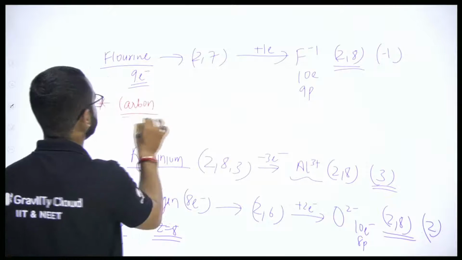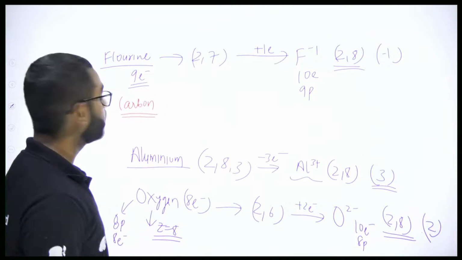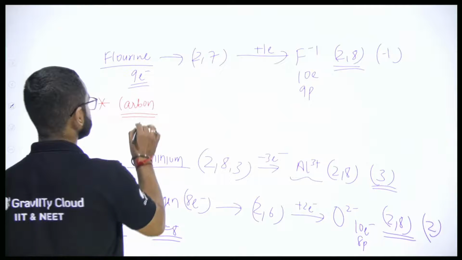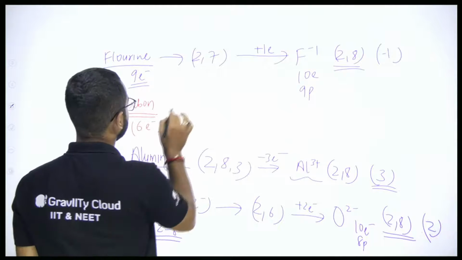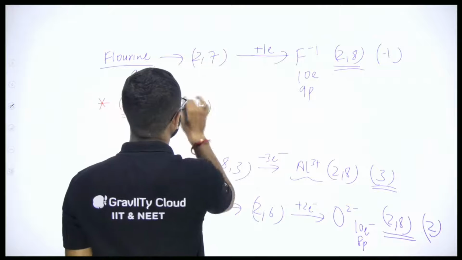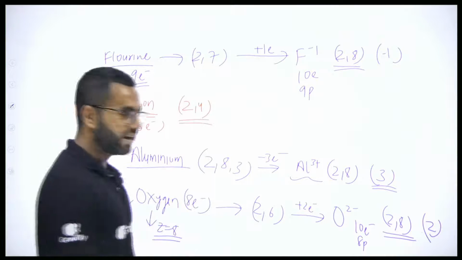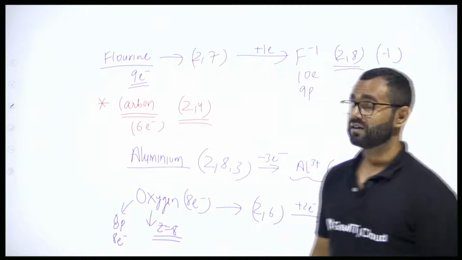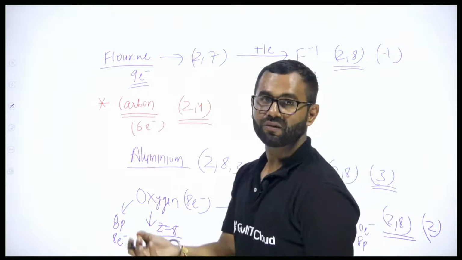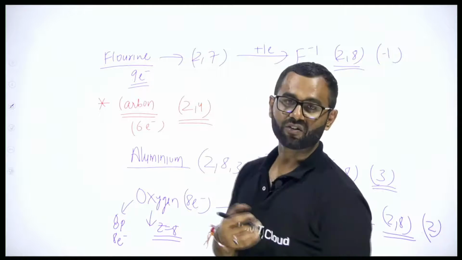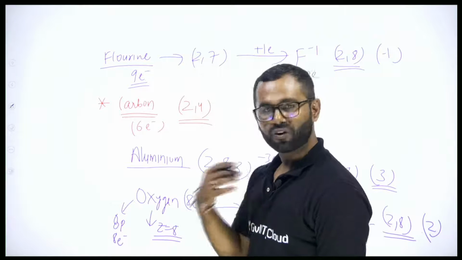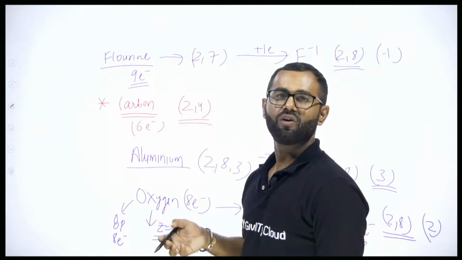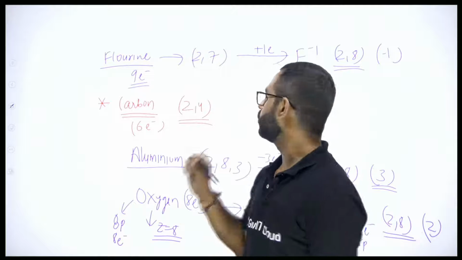Let's talk about carbon. Now in case of carbon, what happens? We have 6 electrons, so the configuration is 2, 4. Now the carbon atom will get confused. It will get confused: shall I lose 4 electrons to become 2, or shall I gain 4 electrons to become 2, 8?